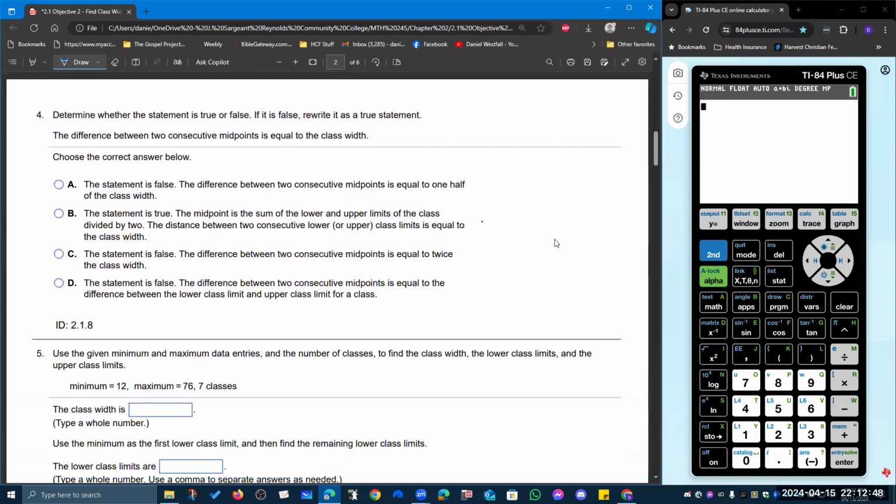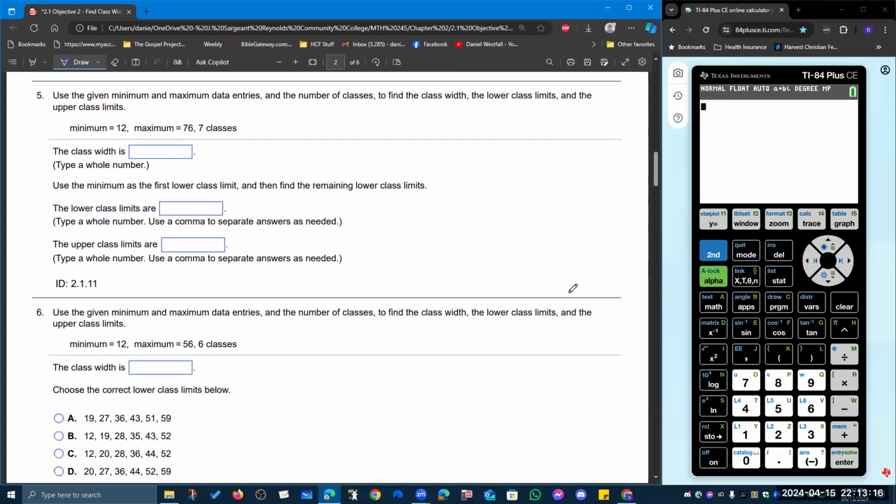Determine whether the statement is true or false. If it's false, rewrite it as a true statement. The difference between two consecutive midpoints is equal to the class width. That's true. The midpoint is the sum of the lower and upper limits of the class divided by 2. The distance between two consecutive lower or upper class limits is equal to the class width.